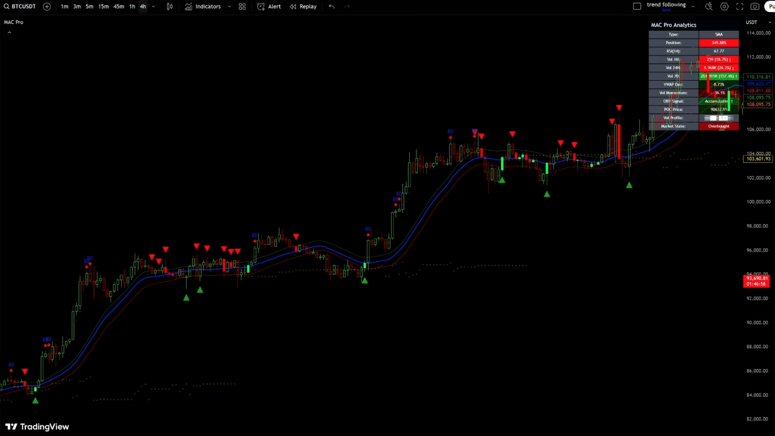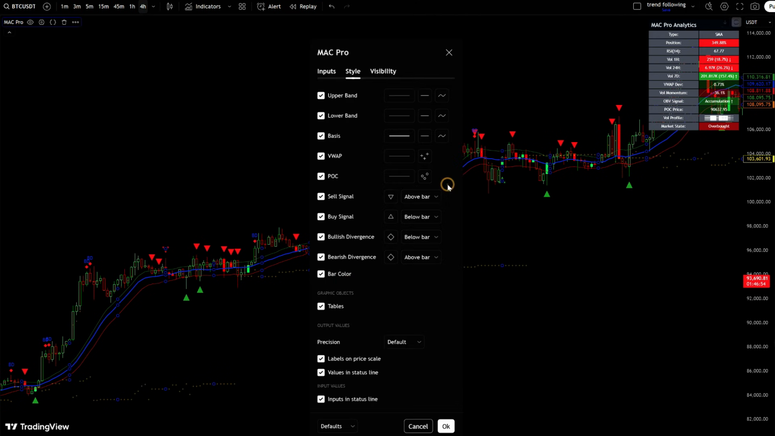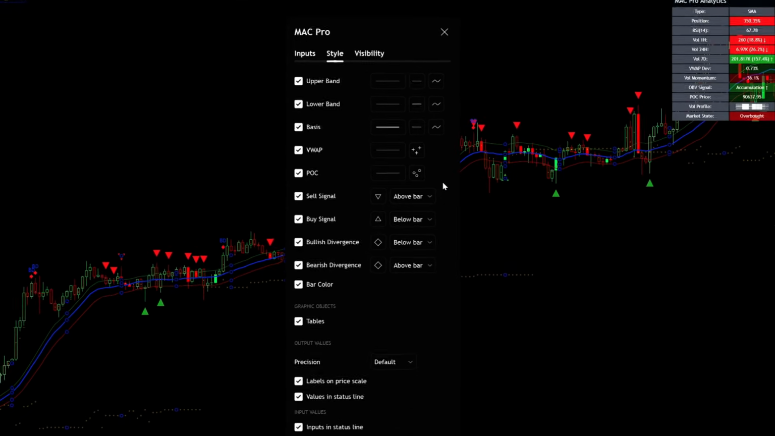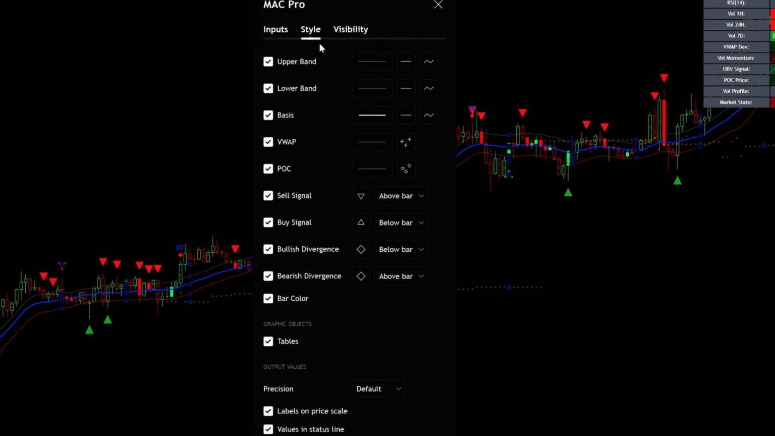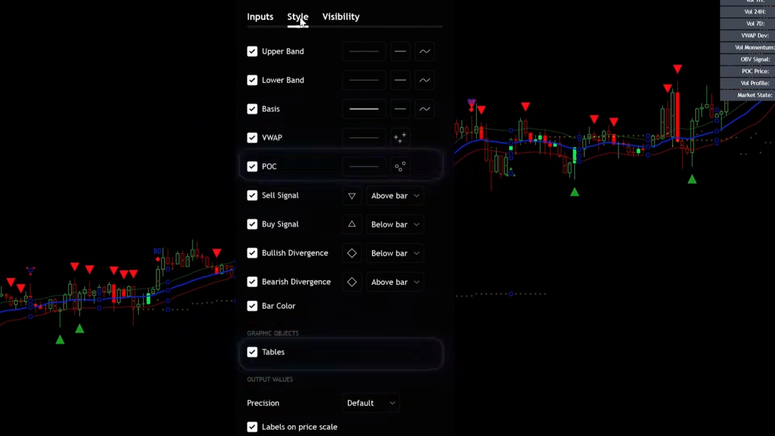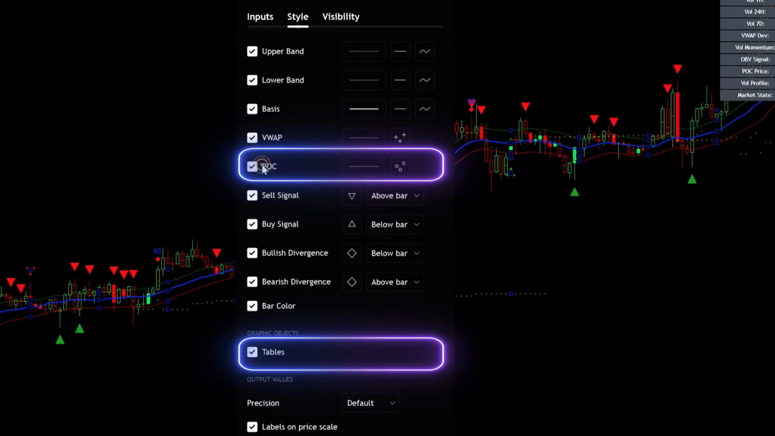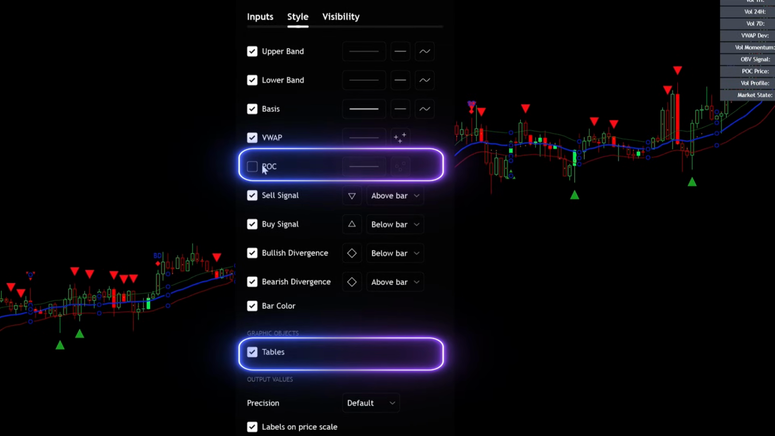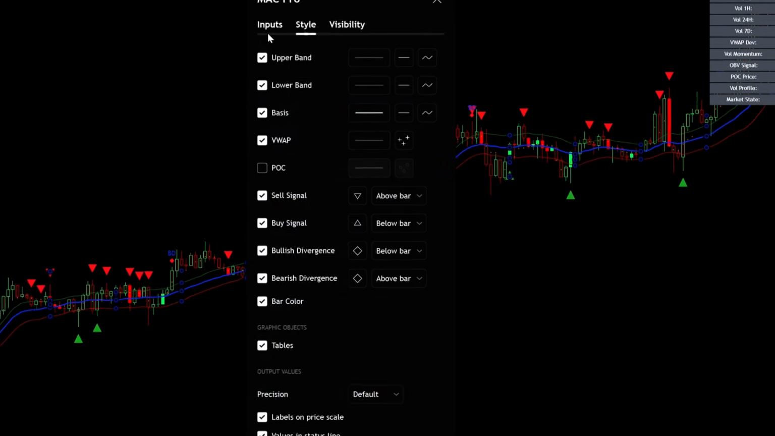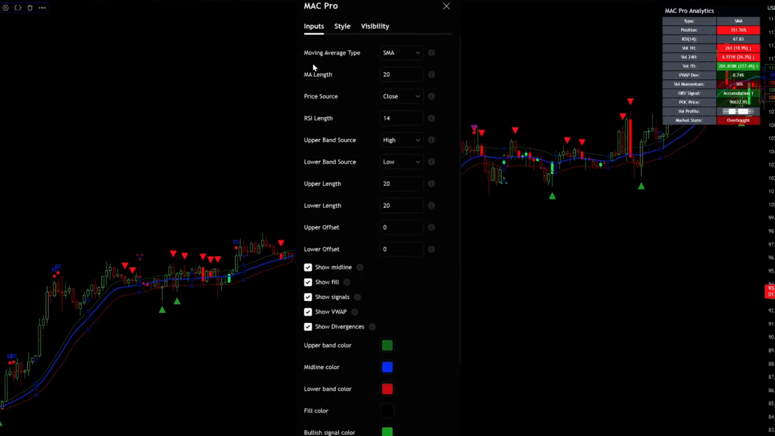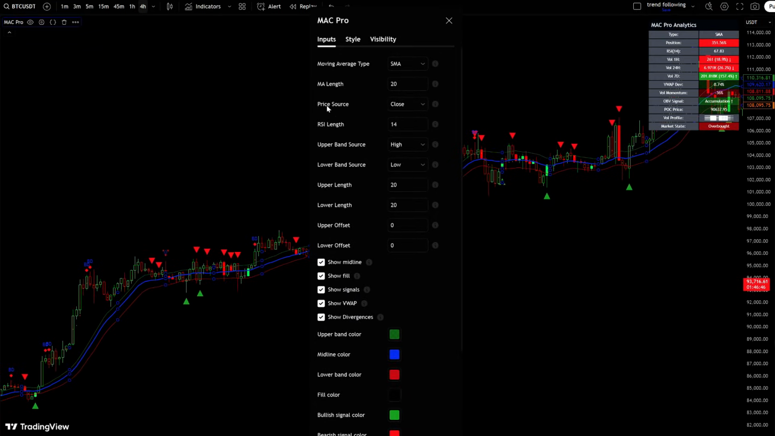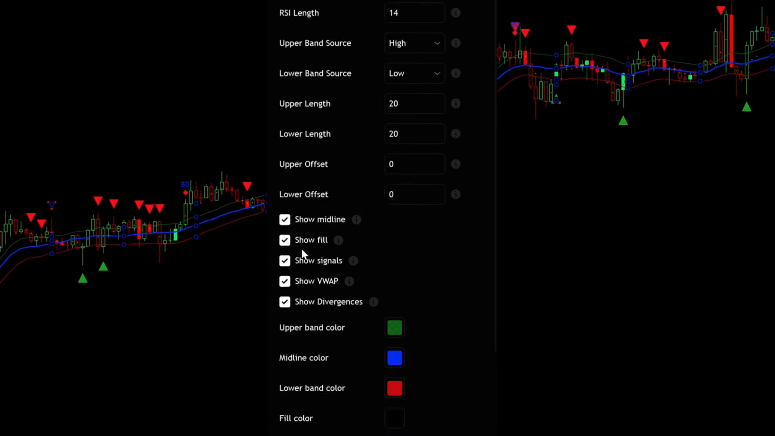Once it's on your chart, you'll notice a lot of built-in signals and noise. We're going to strip all of that away to keep the system simple and profitable. Jump into the settings. First, in the Style tab, disable the POS and tables option. We don't need them. Now go into the Inputs tab, turn off Show Signals, Show VWAP, and Show Divergences.